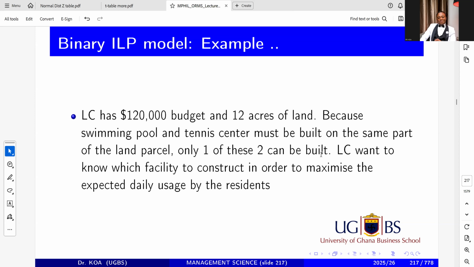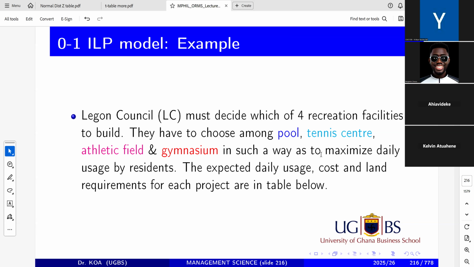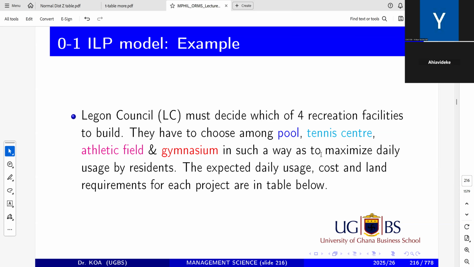Minimization or maximization? Sally? Say maximization. Good. What are we maximizing? The expected daily usage by the residents. Very good. 2 marks for that. Class rep, take note of all this.